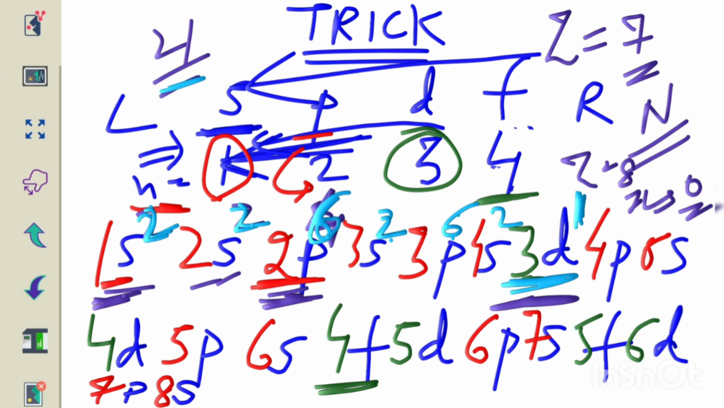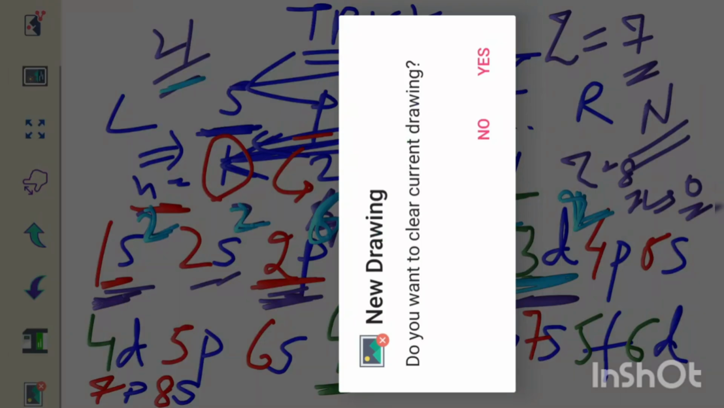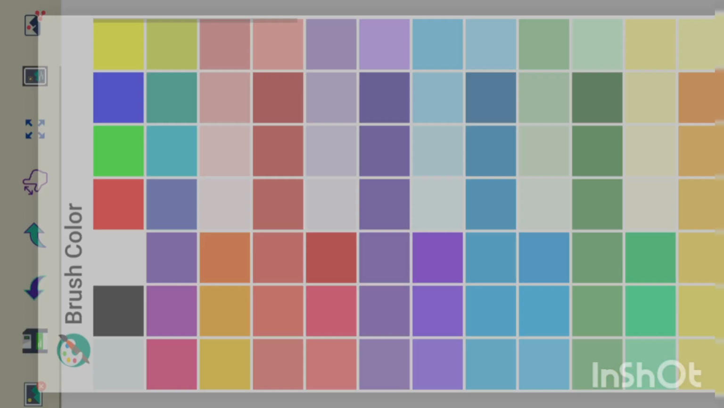Similarly, if you want to do it for titanium, that is 22, you will write 2 here. In that way you can easily write any of the given electronic configurations. Whichever element is given to you, you can easily write the electronic configuration. So let's see chromium.